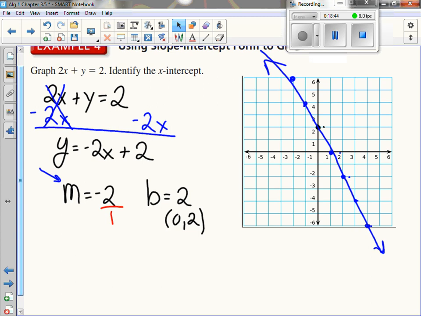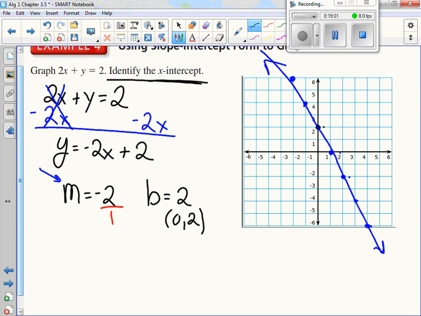And then the last thing you want to just do what? This is identify the x-intercept. I almost missed that or left that out. The x-intercept is where it crosses the x-axis. And at the x-intercept, the y value is 0.